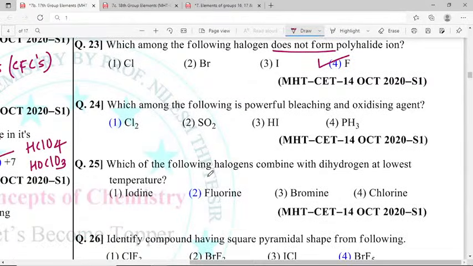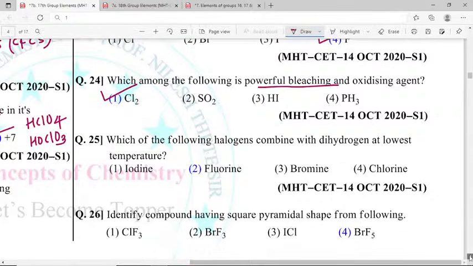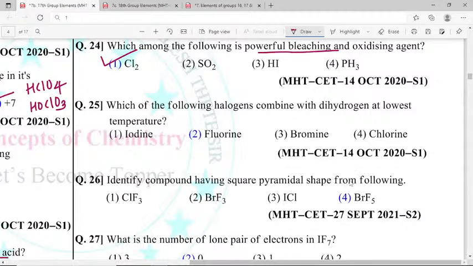Next, which among the following is a powerful bleaching and oxidizing agent? Chlorine. Chlorine is a powerful bleaching and oxidizing agent. It requires moisture. Chlorine requires moisture.